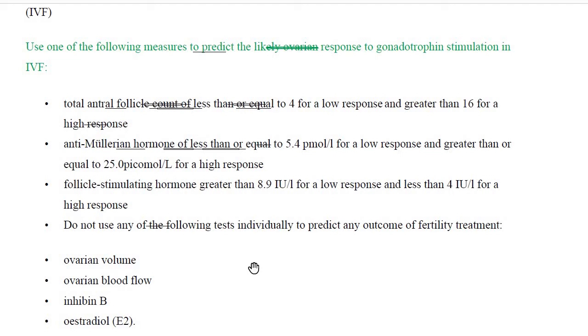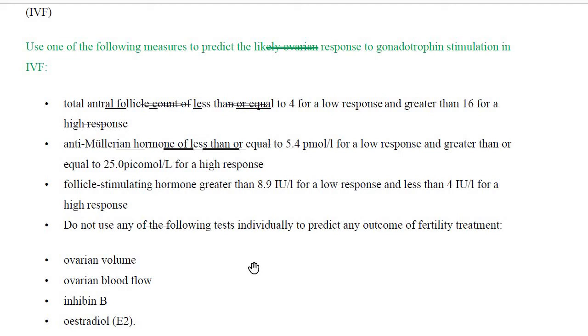We need to take the total antral follicle count. In the antral stage of the cycle, we see how many follicles are there in her ovary. If they are less than 4, it means the response will be poor, a low response. And if we see more than 16 antral follicles, then it means the response is going to be good.